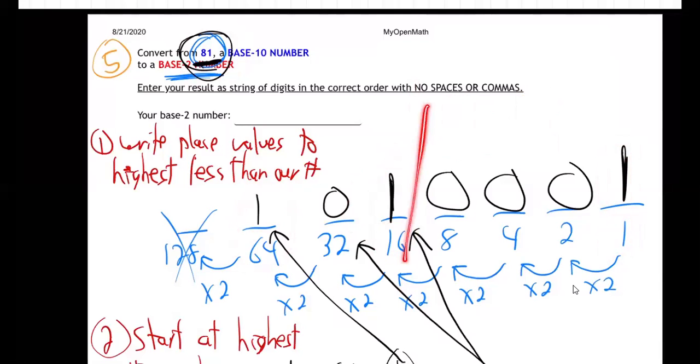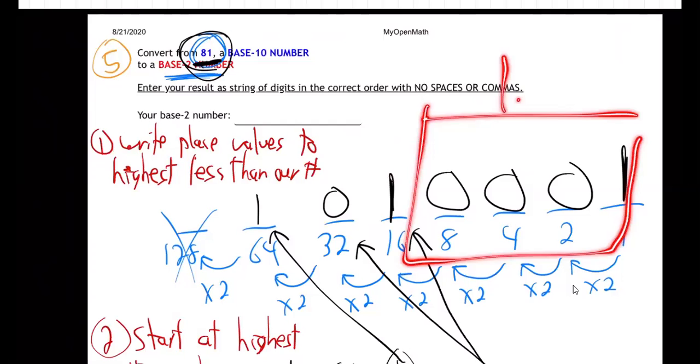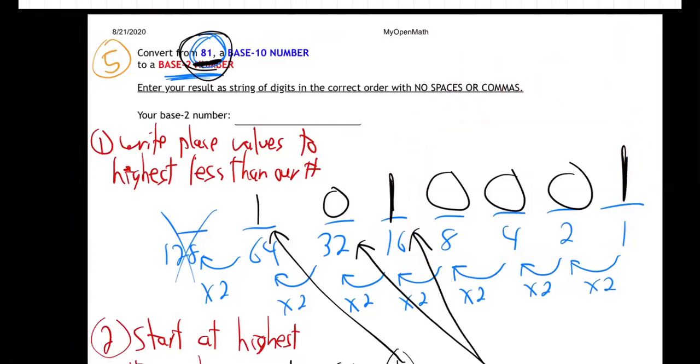So if we just have 1 left, then we just put 1 in the ones place. You can do it formally.